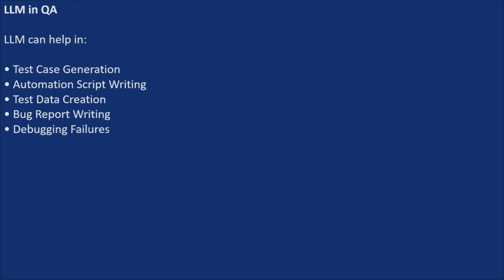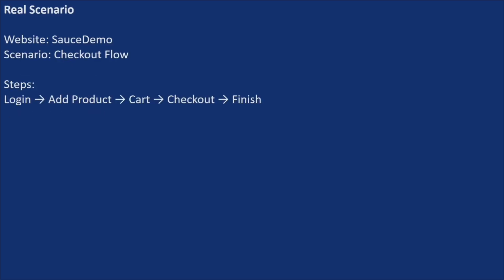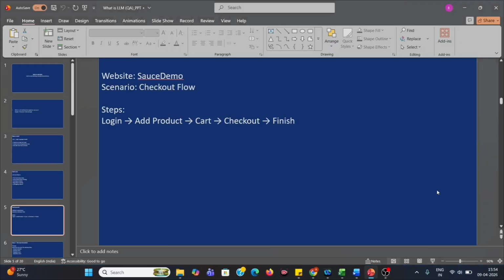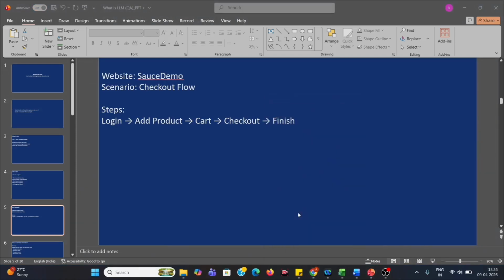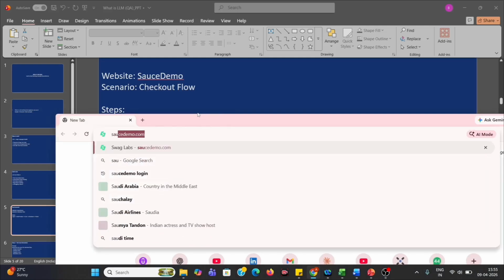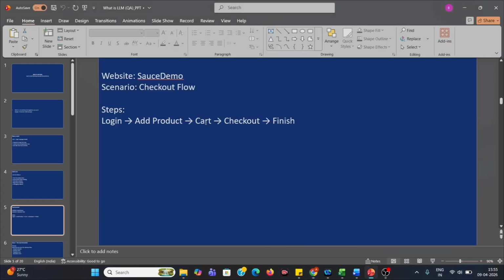LLM can help you, as I discussed, in test case generation, in automation script writing, in test data creation, bug report writing, and debugging the failures. So we'll do one thing, we'll take one real QA scenario. Like I said, we will be using saucedemo.com. I just opened this site. The steps we're going to follow are: we will log in, add the product, add to the cart, and then check out and finish.